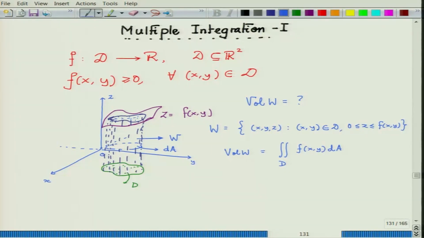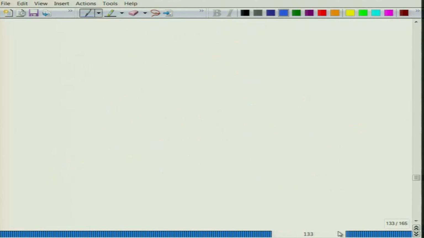So, this is also written as, because dA area is length into breadth, so it is also written as dx into dy, or dy into dx, whatever you want to write. Sometimes it becomes much more easy when D is a rectangle. D could easily be thought as a rectangle, and you can consider D to be a Cartesian product of two closed intervals in R.